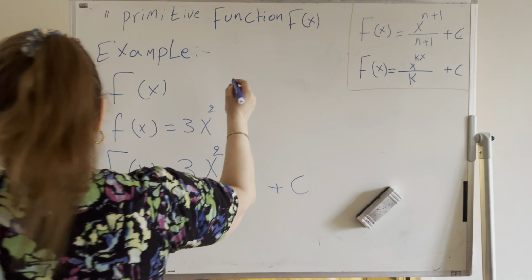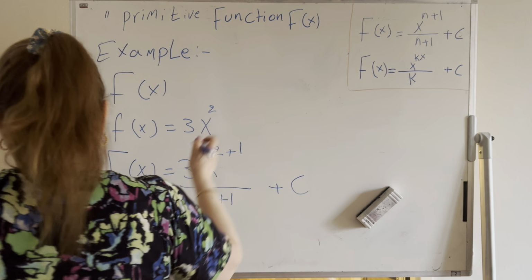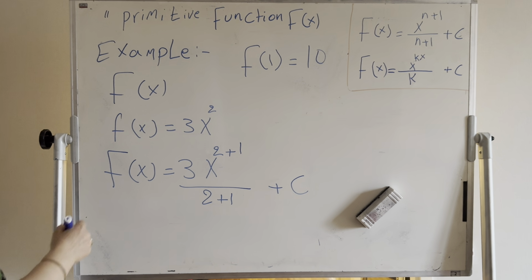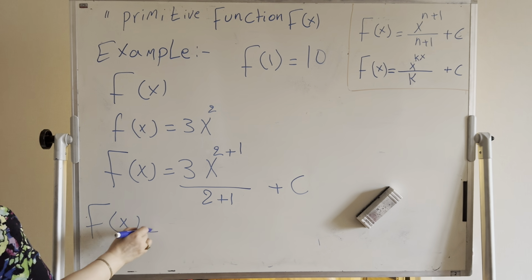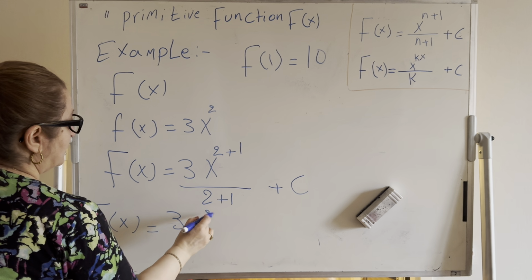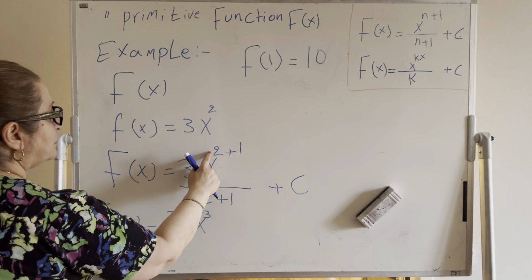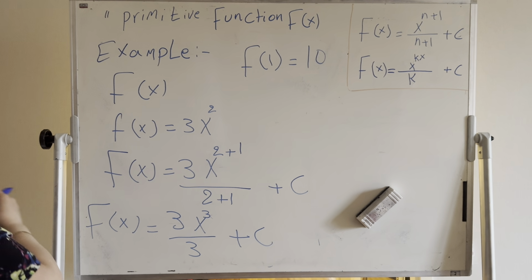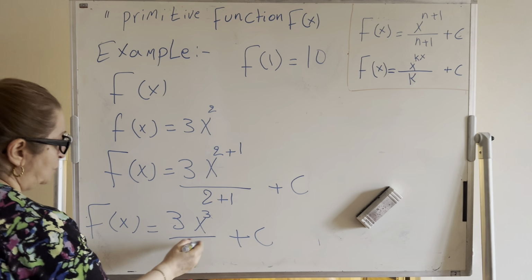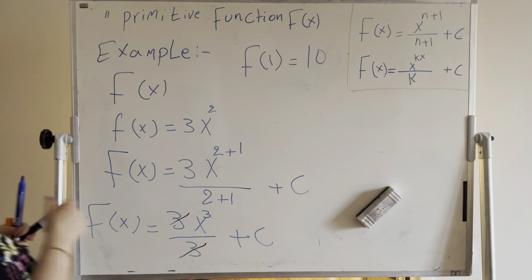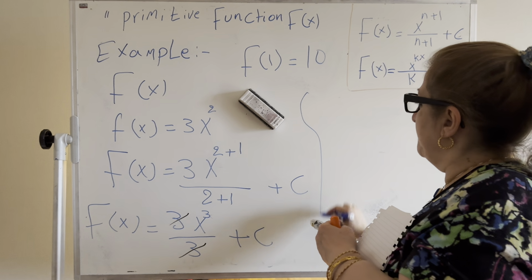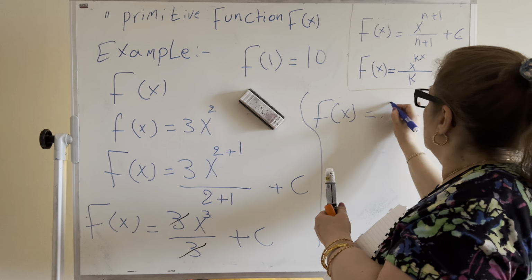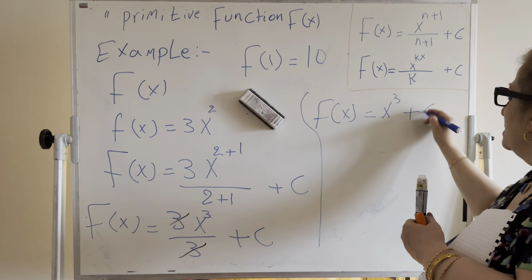And I have this condition in this question. My condition is given: when x equals 1, y equals 10. The primitive function equals x power 3, because 2 plus 1 is 3, divided by 3 plus the constant c. I will cancel both 3s here, and then I will use my condition. The primitive function is x power 3 plus the constant.